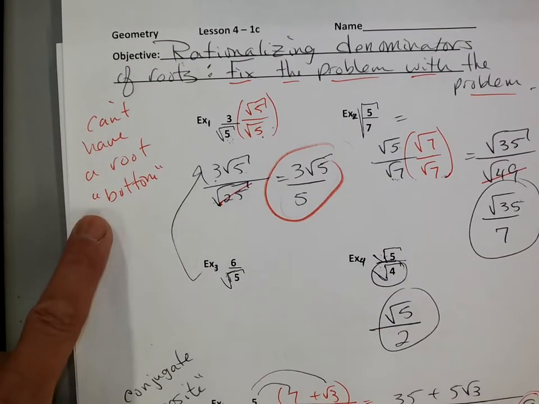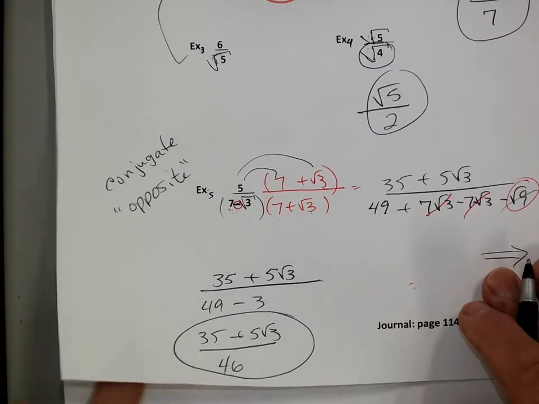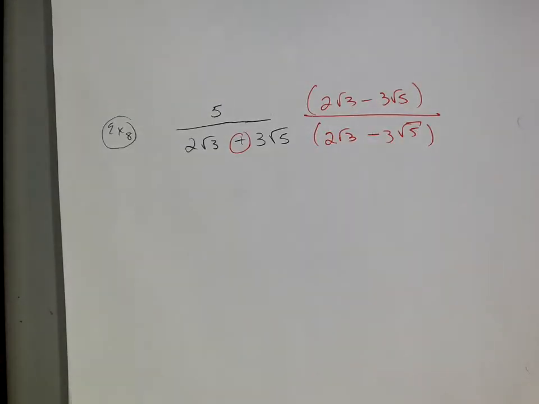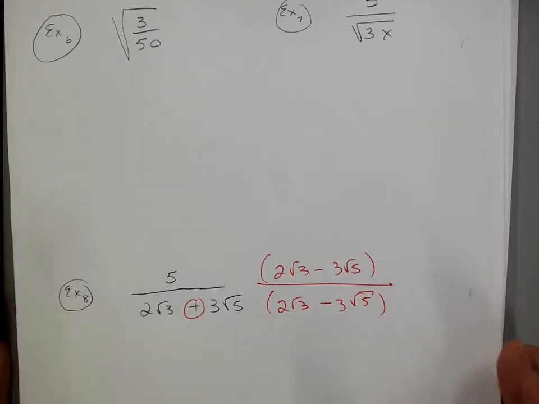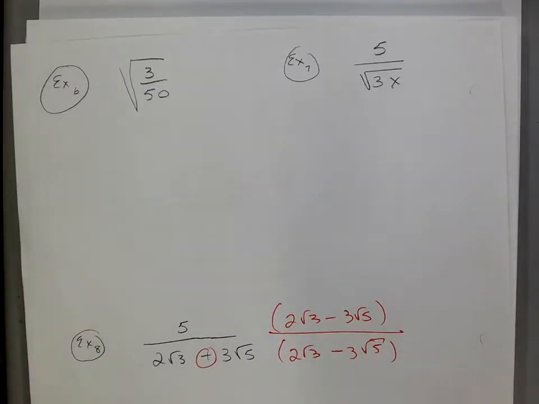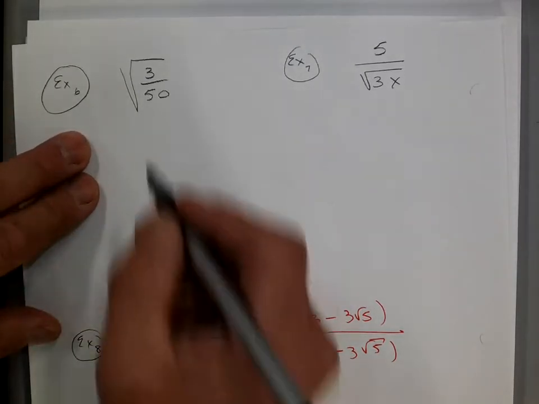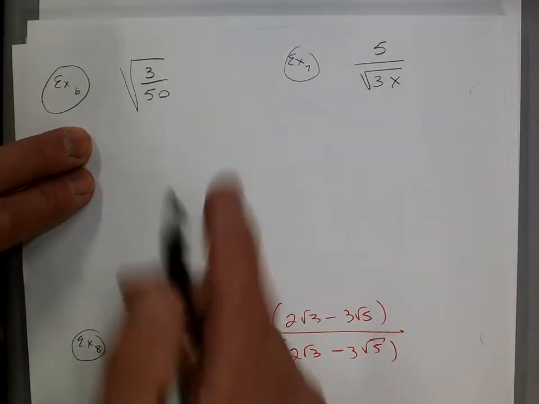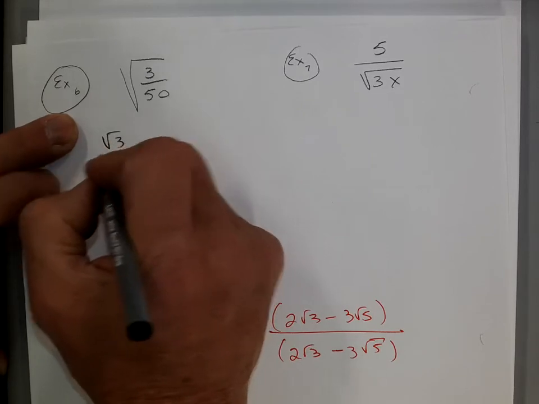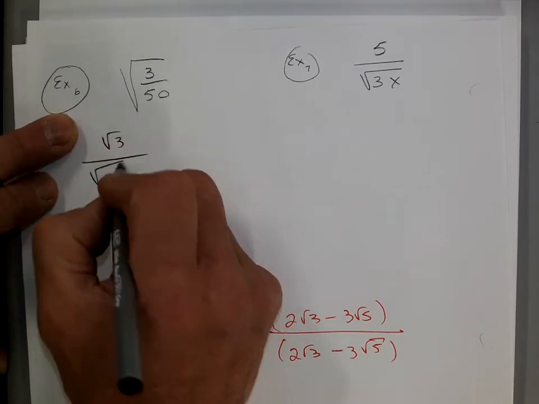Can't have a square root in the bottom, in the denominator. And we don't. Okay? So now, if we scoot back to example 8, we've got the same thing. But let's do 6 and 7 first. We'll come back to 8. So first of all, in 6, I'm going to have the square root of 3 over the square root of 50.